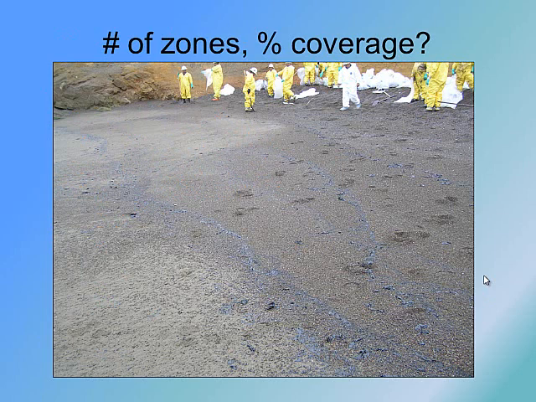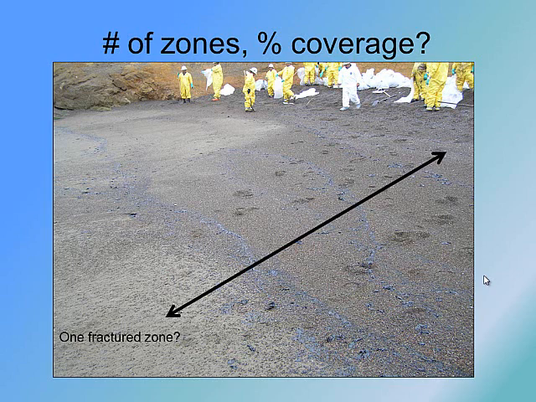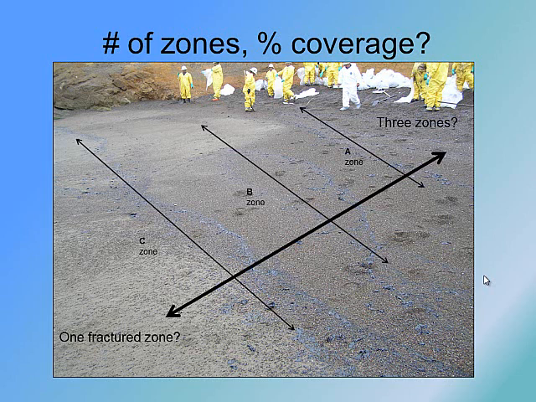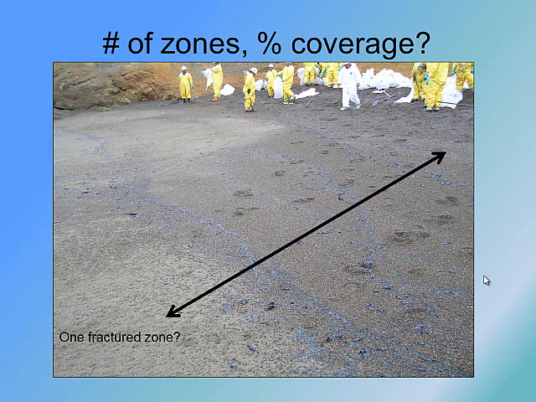And then when you're doing your SCAT surveys, the question comes up of, would you rather have one fractured zone? As you see, there are 3 bands of oil along this beach, or would you rather have 3 oiling zones? And I would recommend to just have the one fractured zone. It simplifies the situation, and cleanup operations can bring the same amount of people. It wouldn't really change the situation if you had 3 fractured zones. And I try to just simplify the situation in oil spill response.